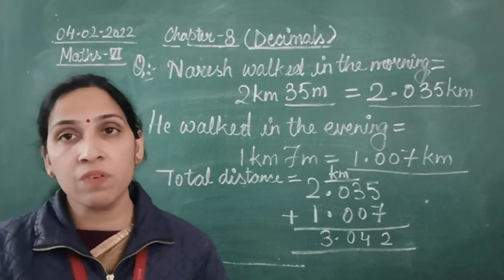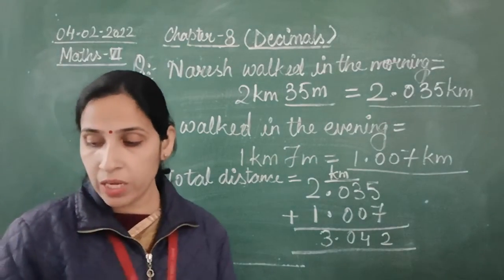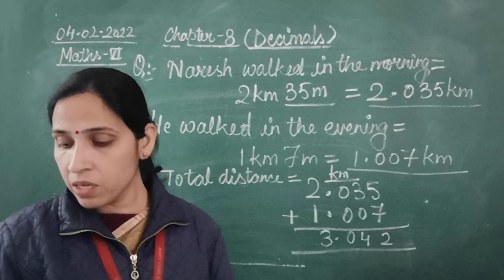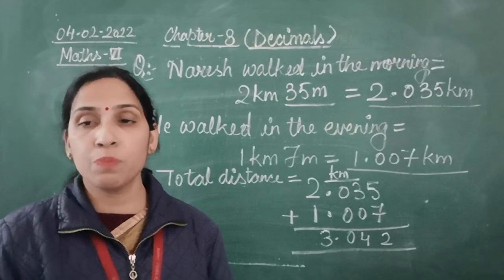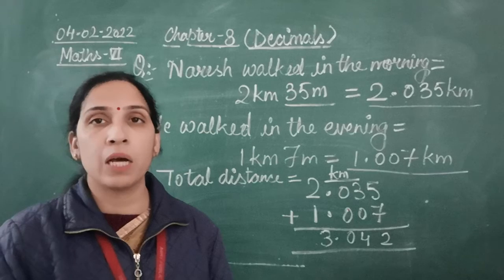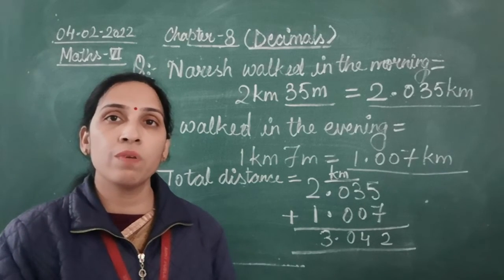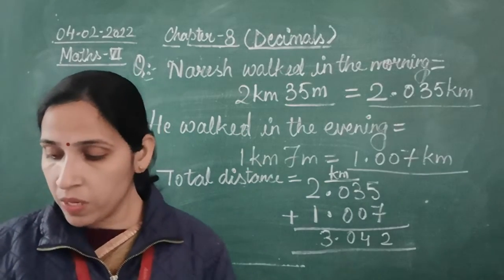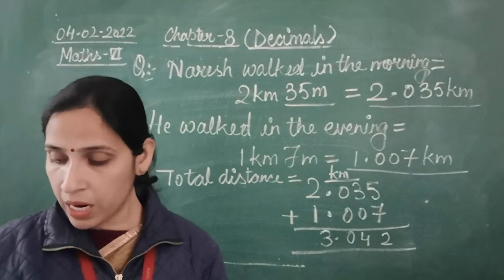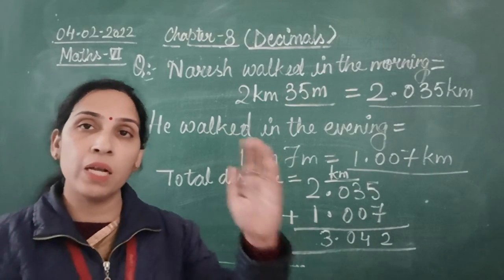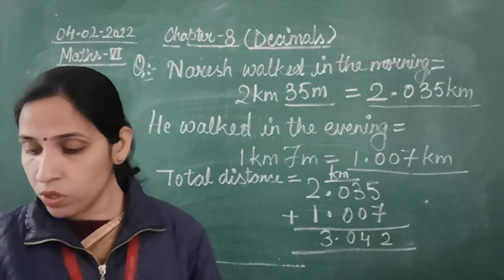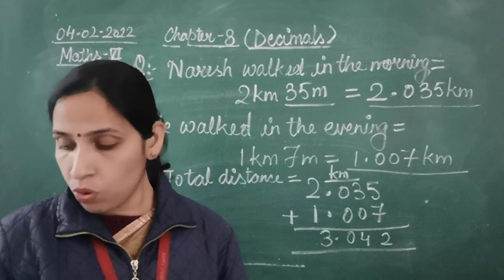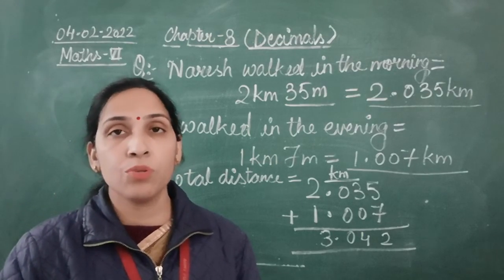Now Ravi purchased 5 kg 400 gram rice, 2 kg 20 gram sugar, 10 kg 850 gram flour. Find the total weight of his purchase. Again you need to convert gram into kg, and then you add. So 5.400 kg, then 2.020 kg, and 10.850 kg, that you will add. And you will get the answer, the total weight, how much he purchased in all. I hope that is clear to you all.